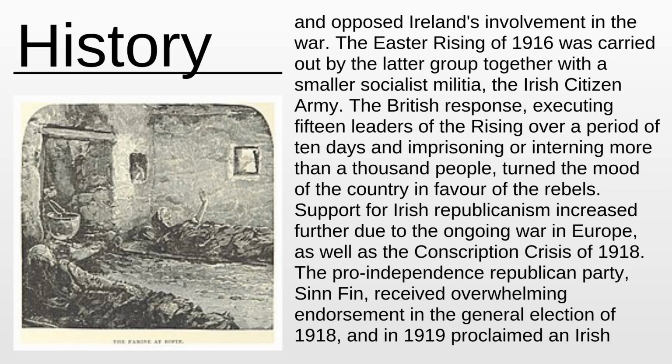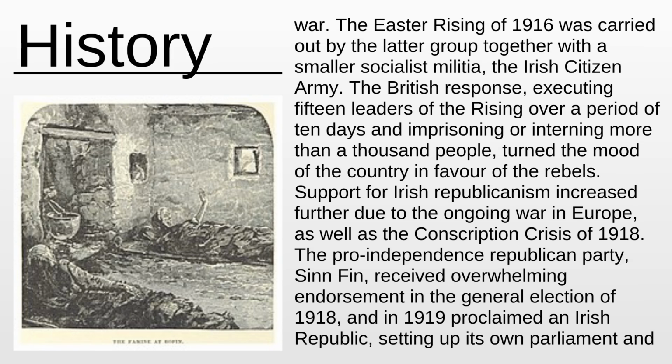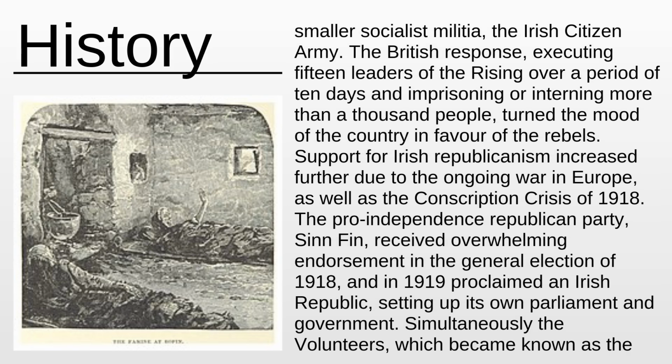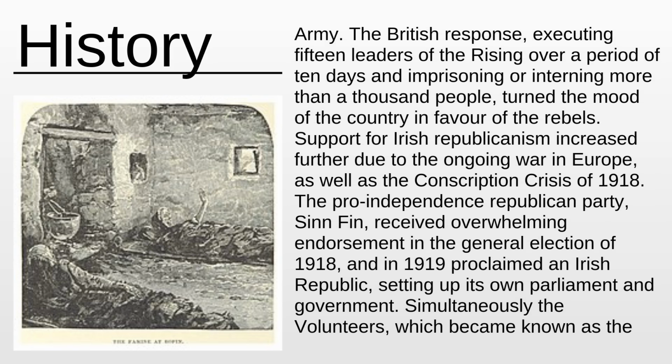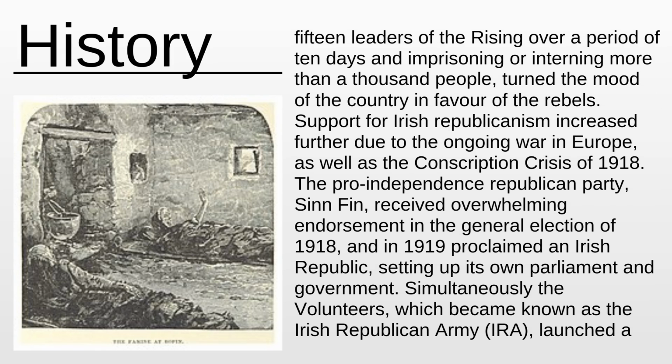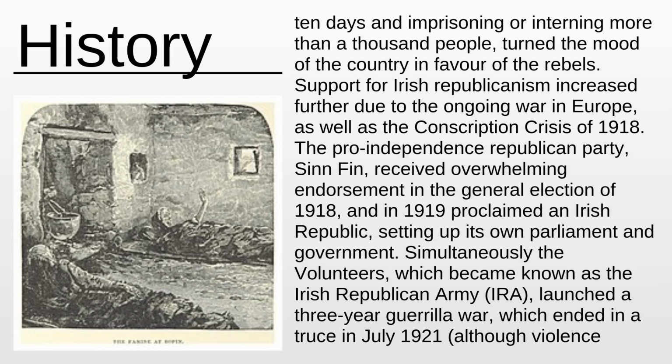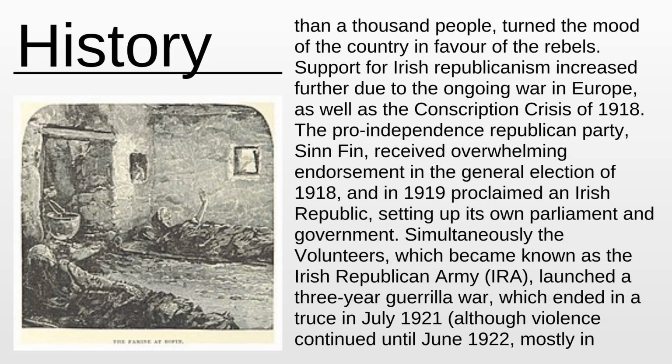The Easter Rising of 1916 was carried out by the latter group together with a smaller socialist militia, the Irish Citizen Army. The British response, executing 15 leaders of the Rising over a period of 10 days and imprisoning or interning more than 1,000 people, turned the mood of the country in favor of the rebels.